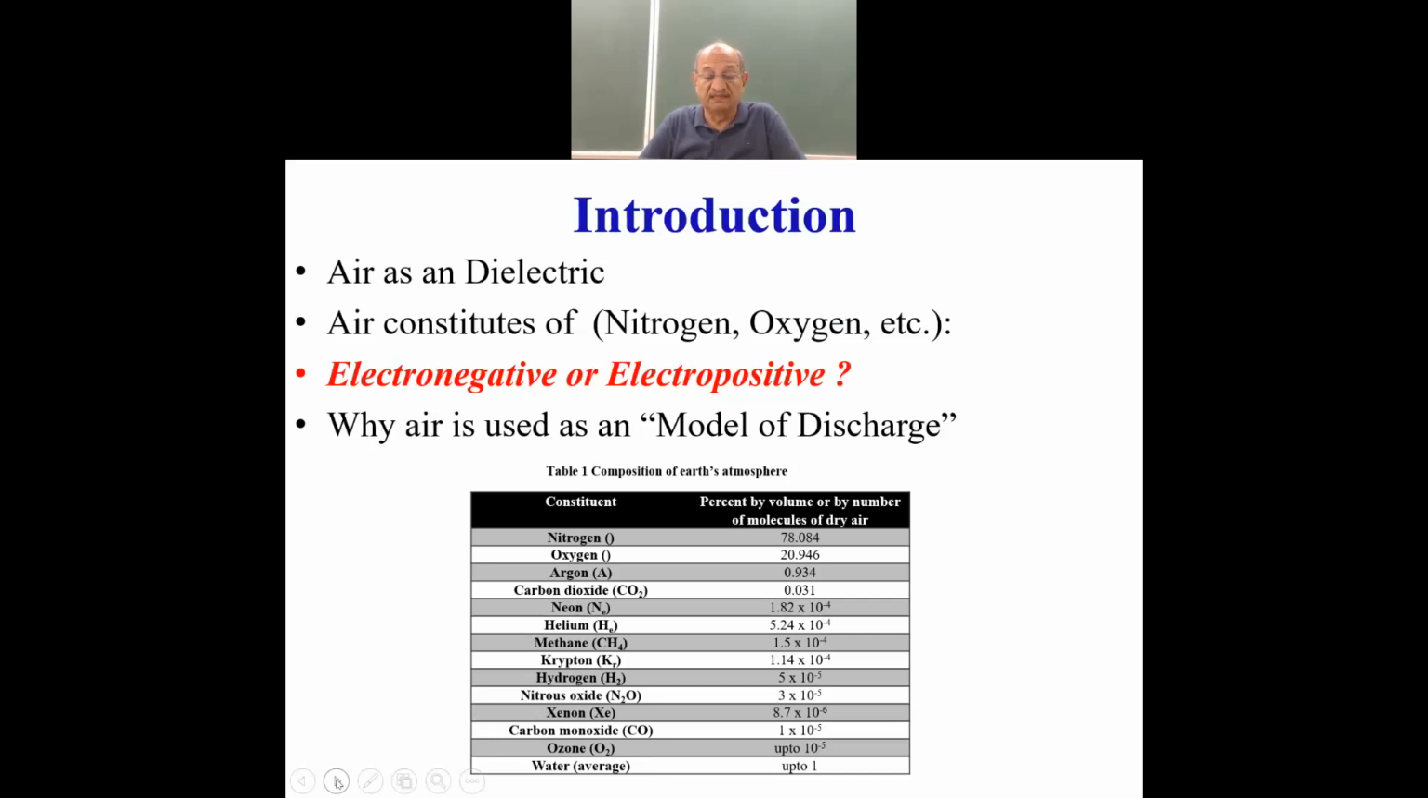As we learn, nitrogen is the maximum, and the second highest is oxygen. Oxygen is an electronegative gas once again, but nitrogen is an electropositive gas. So the quality of oxygen and SF6 gas are somewhat similar, but the electropositive gas, nitrogen, dominates in the atmospheric air. So the properties of atmospheric air are determined by the electropositive nitrogen.